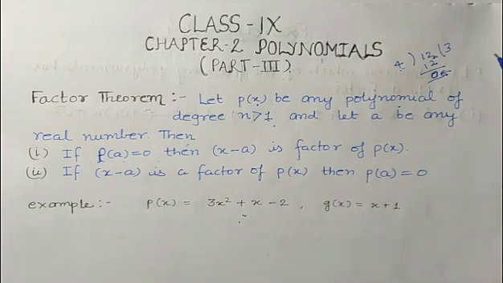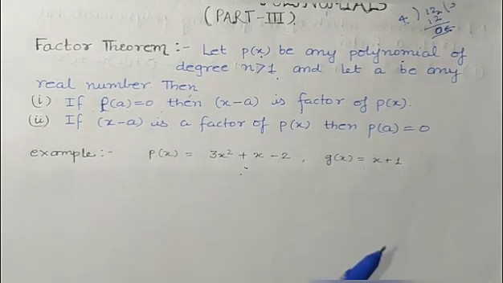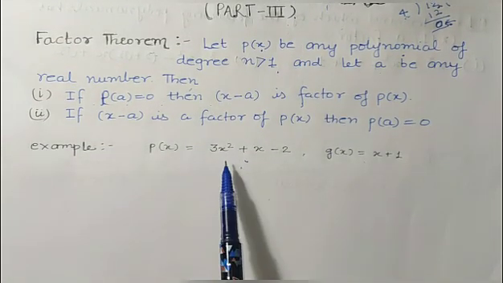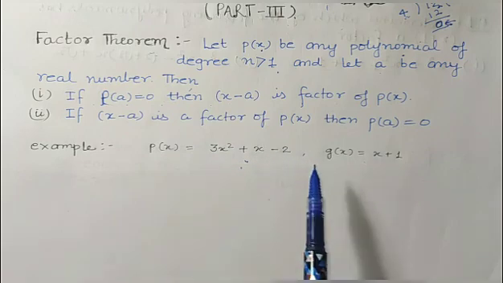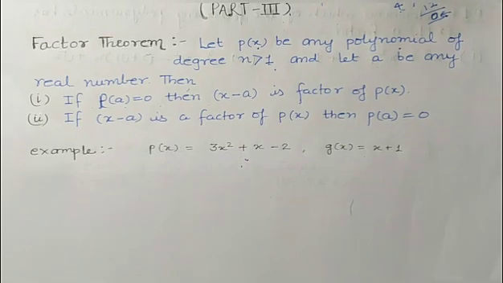If x minus a is a factor of p(x), then the remainder will be 0. Just as if you know that 4 is a factor of 12, then you can say that the remainder is 0. And if you get the remainder as 0, then you can say that 4 is a factor of 12. In the same manner, we will understand this topic by this example. One polynomial is given, p(x) is equal to 3x square plus x minus 2, and the divisor g(x) is equal to x plus 1.